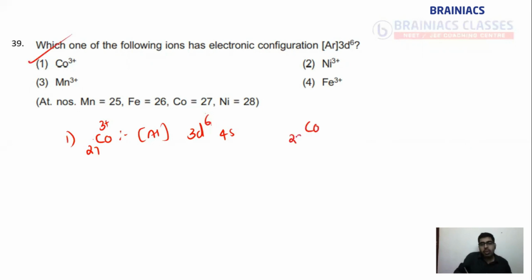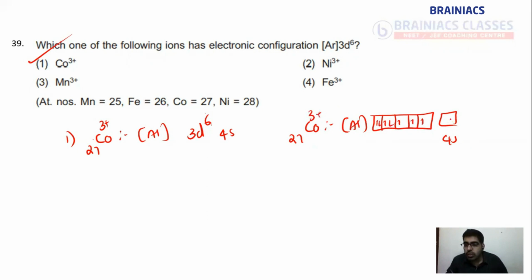Cobalt, atomic number 27, configuration argon 4s2 3d7. So Co3+ means we have to remove 3 electrons, 2 electrons from 4s and 1 electron from 3d. Now how many electrons are there in 3d? 1, 2, 3, 4, 5, 6. So the answer is option 1, Co3+.